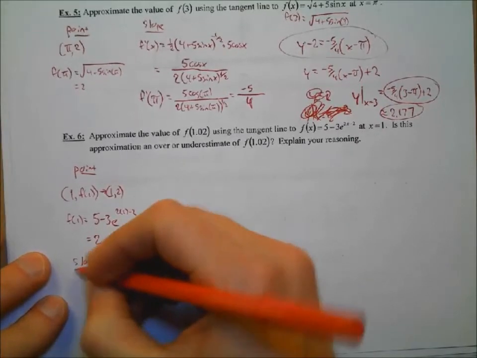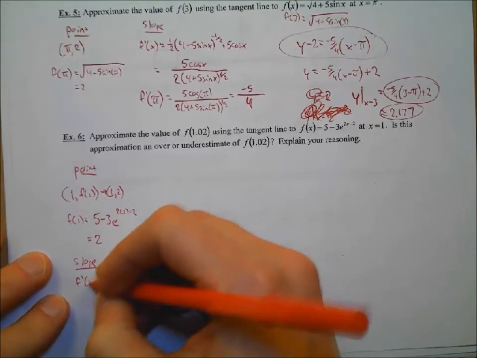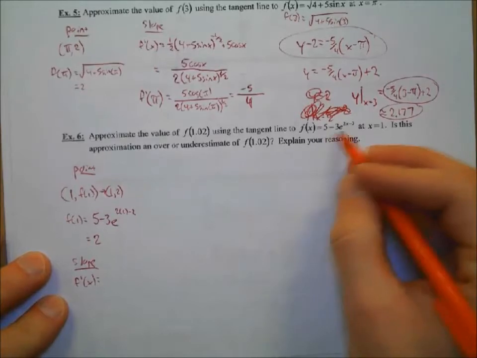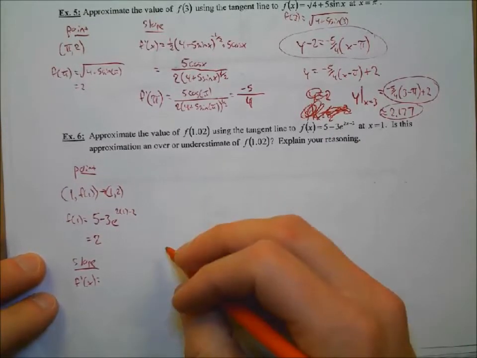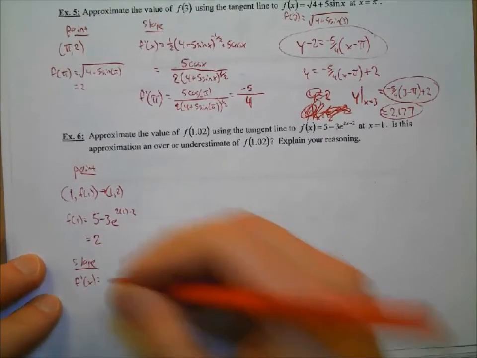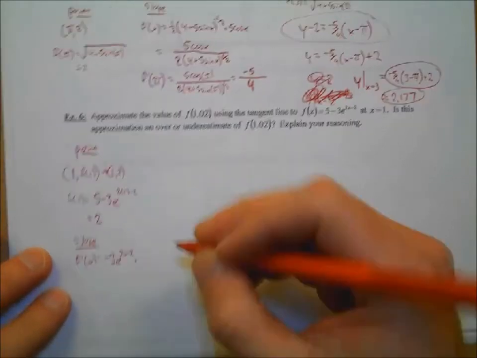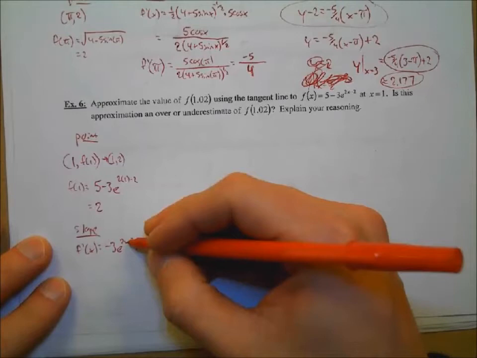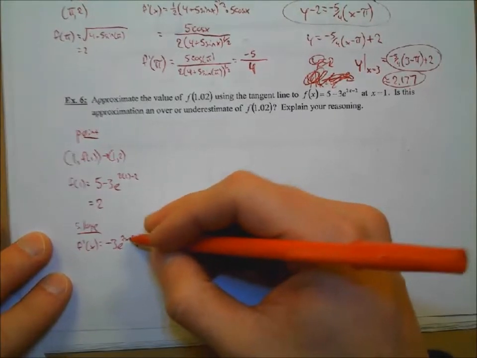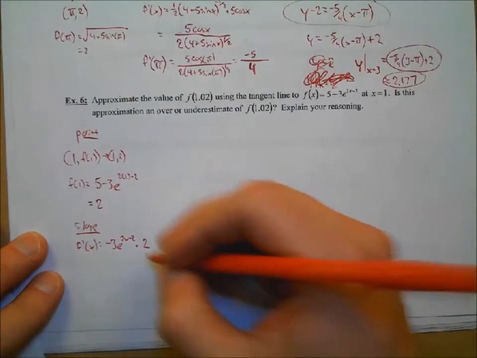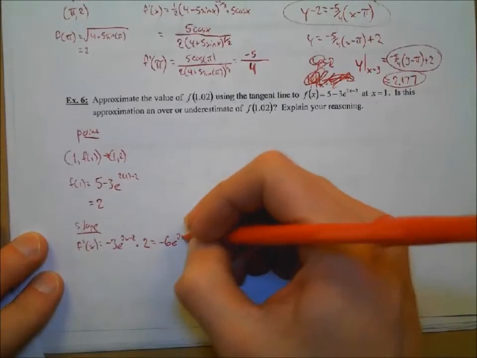Take the derivative, and so we get f prime of x, here is what we're looking to find. The derivative of 5 is 0. The derivative of negative 3e to the 2x minus 2 is going to be negative 3e to the 2x minus 2 again times 2, the derivative of what's inside. What's inside is the inside of the exponent. The derivative of 2x minus 2 is just 2. So it's negative 6e to the 2x minus 2.